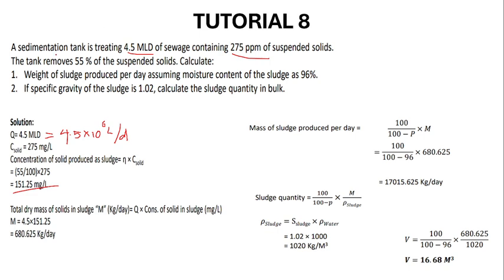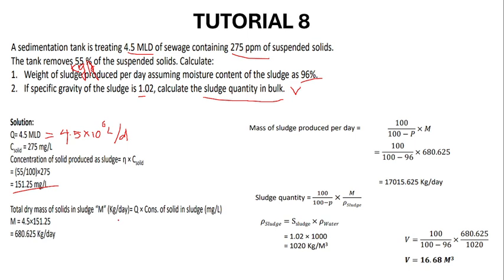And now the question is, find the weight of the sludge produced per day, assuming the moisture content as 96%. If the specific gravity of the sludge is 1.02, calculate the sludge quantity in bulk. So we are going to calculate the volume of the sludge and we are going to calculate the weight of the sludge per day. So two questions are there. First one is to calculate the weight per day. For this, we need to find the amount of sludge produced in a day, and then we have to use the moisture content in the formula to find the final mass of the sludge produced per day.